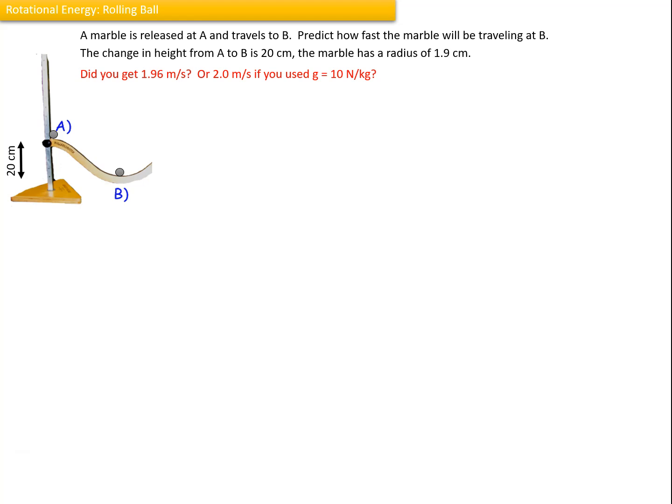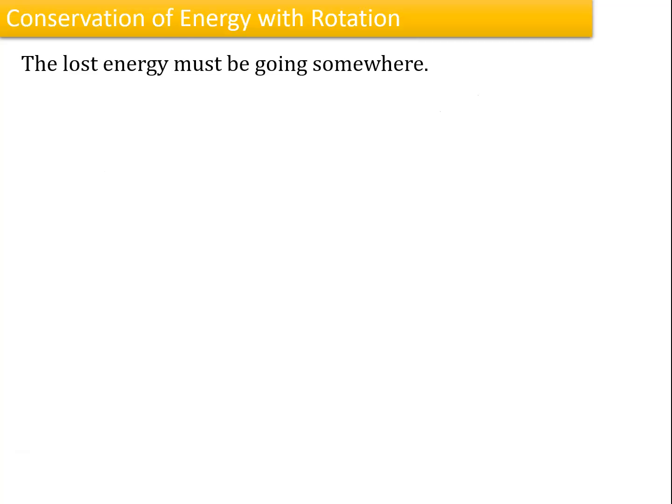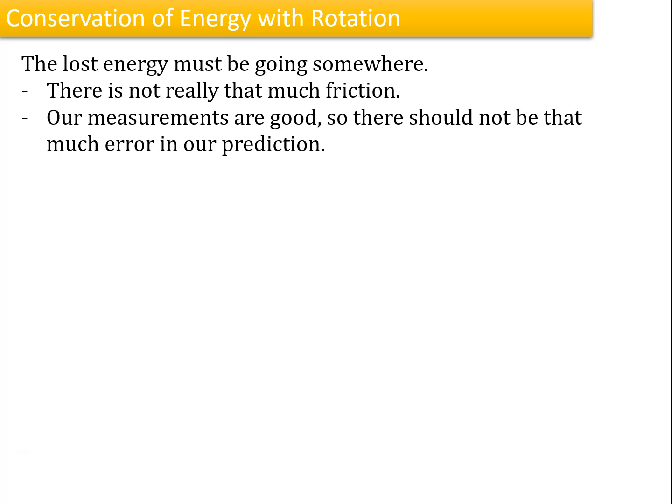But when we measured this, we realized that the speed was only about 1.65 meters per second using a photogate. And we realized something must have been done wrong. The lost energy must have been going somewhere, because we did our calculations. We measured it really well. There wasn't really any friction. It wasn't sliding, it was rolling along. Our measurements are really good, so there shouldn't have been that much error.